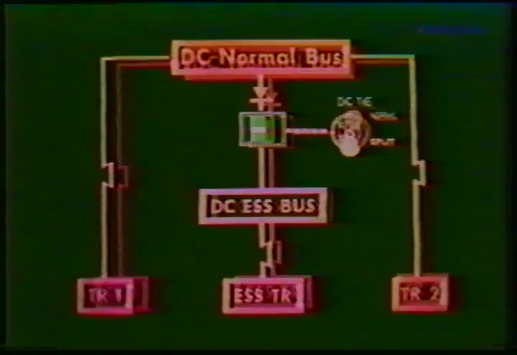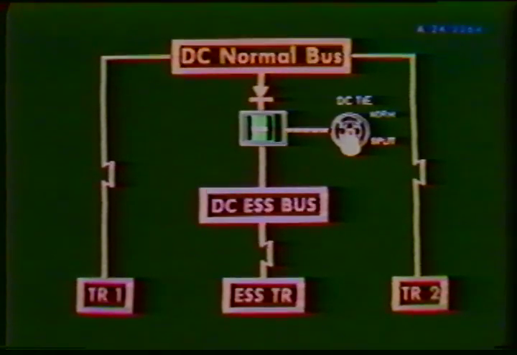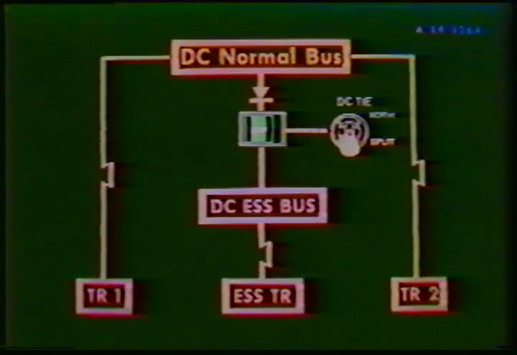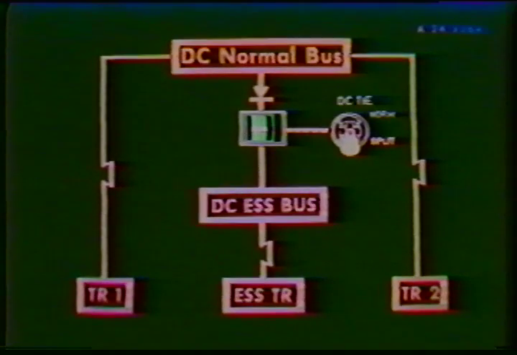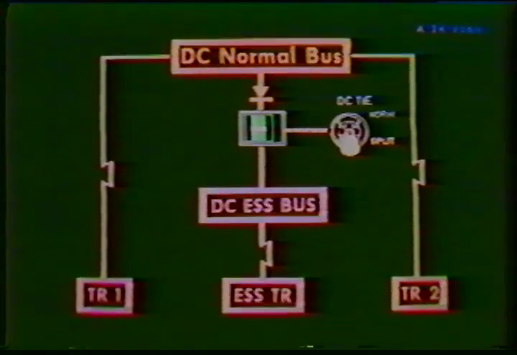When the DC tie switch is set to split, the reverse current contactor is open and the magnetic indicator is cross-line. This action permanently splits the DC normal bus and the DC essential bus.